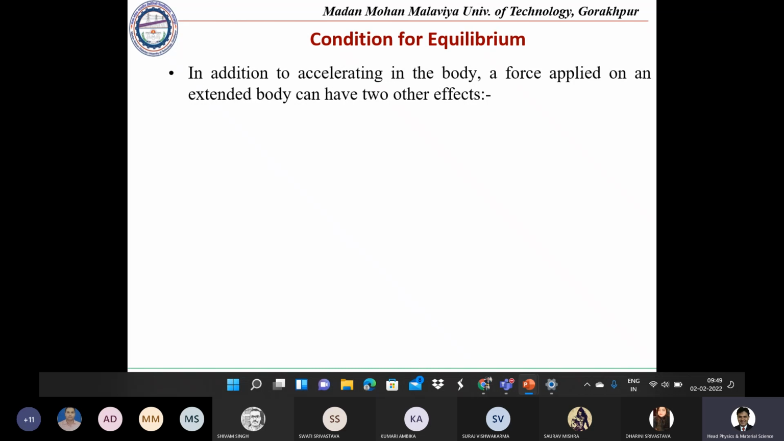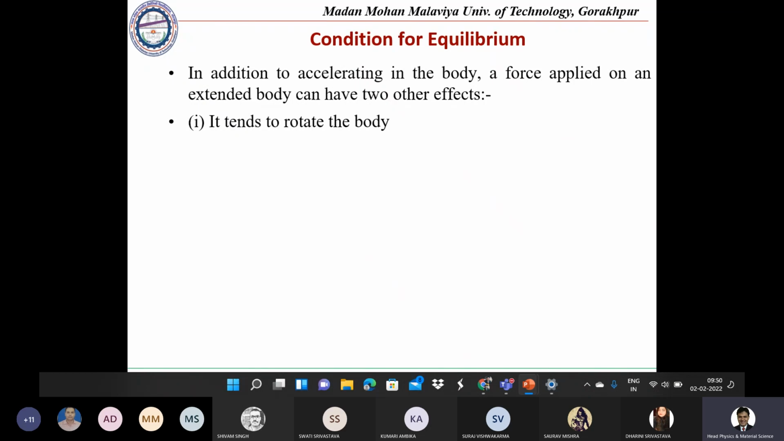acceleration in the body, a force applied on an extended body can have two other effects. कौन से दो other effects हो सकते हैं? Number one, it tends to rotate the body. अगर हम दोनों तरफ force लगाते हैं, अगर balance नहीं है extended objects पे, तो they can rotate the body.